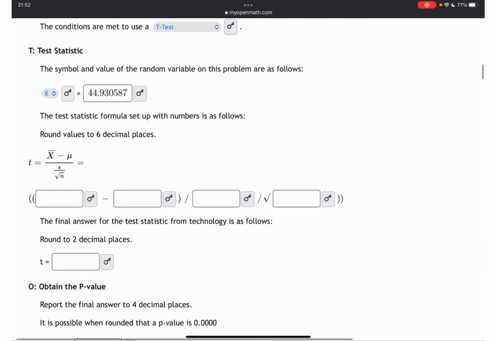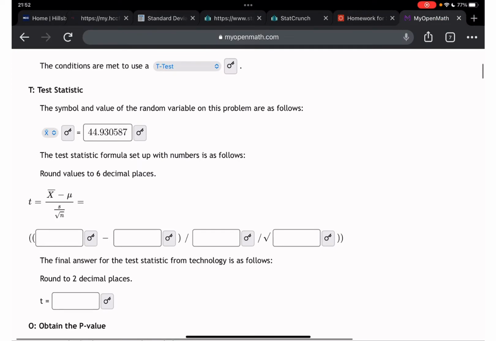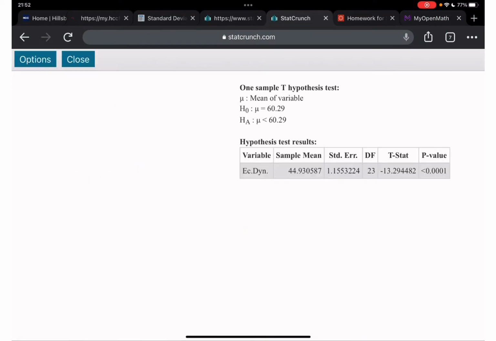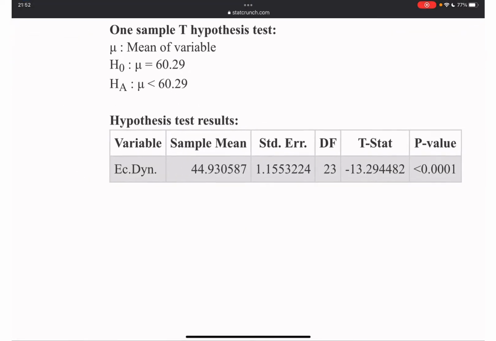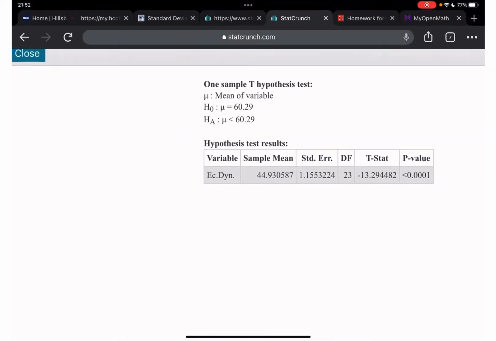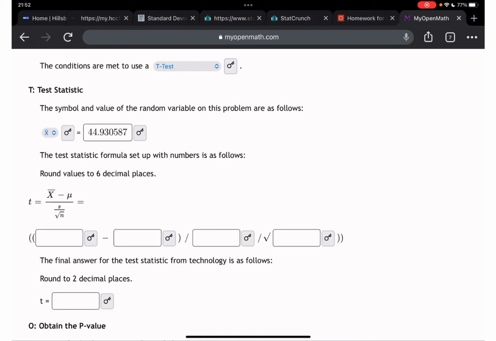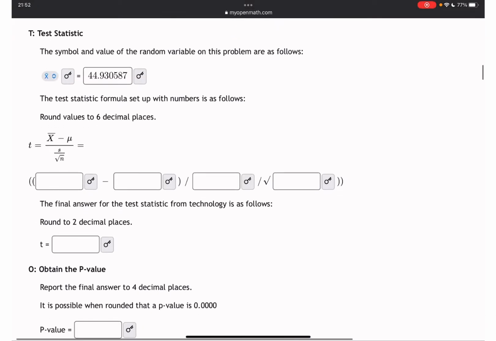The test statistic formula set up with numbers is as follows. Okay, we can find the test statistic already. We know the answer, and it's here in StatCrunch: the T-stat, see here, negative 13.294482. But this word problem is forcing us to show the process of calculation. We will do that.